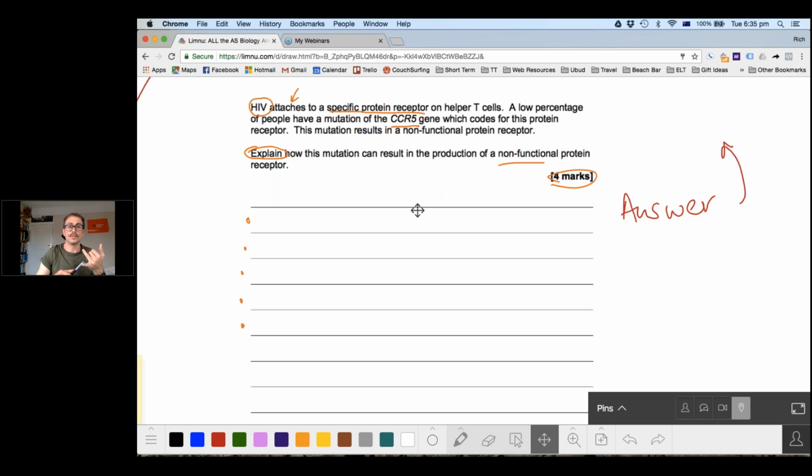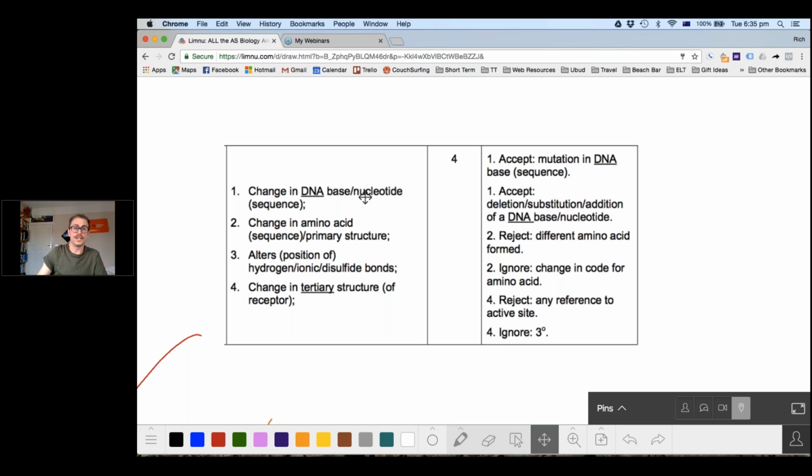So mutation. Change in the sequence of DNA, change to the sequence of messenger RNA, change to the primary structure, the sequence of amino acids, different internal bonding, change to the tertiary structure, no longer complementary to whatever it is, a receptor, isn't it? Okay. Change in DNA or nucleotide sequence, change to amino acid or primary structure of the protein, change in the position of different bonding, change in the tertiary structure. Every time. Same model answer, all exam boards.